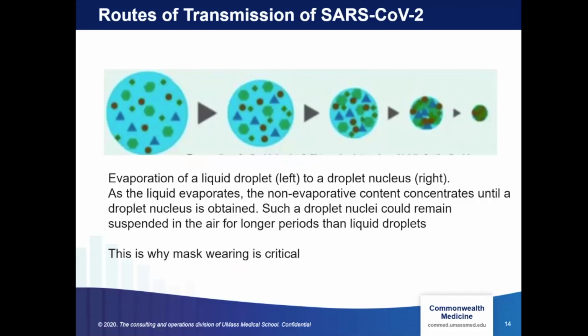So infectious particles are produced by evaporation of liquid droplets to small droplet nuclei. The droplets tend to be very, very large when we first cough and sneeze, and gravity pulls them down to the earth. It's pulled down, and it usually just desiccates, meaning it dries up.